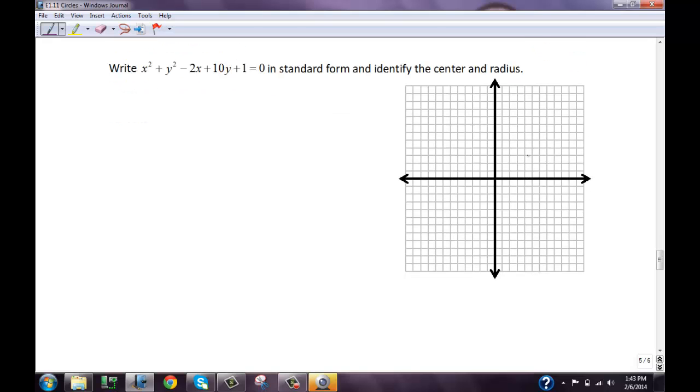Okay. So same thing here. I want to write my x terms first. So I'm going to write x squared minus 2x, and then I'm going to write my y terms, which is y squared plus 10y.